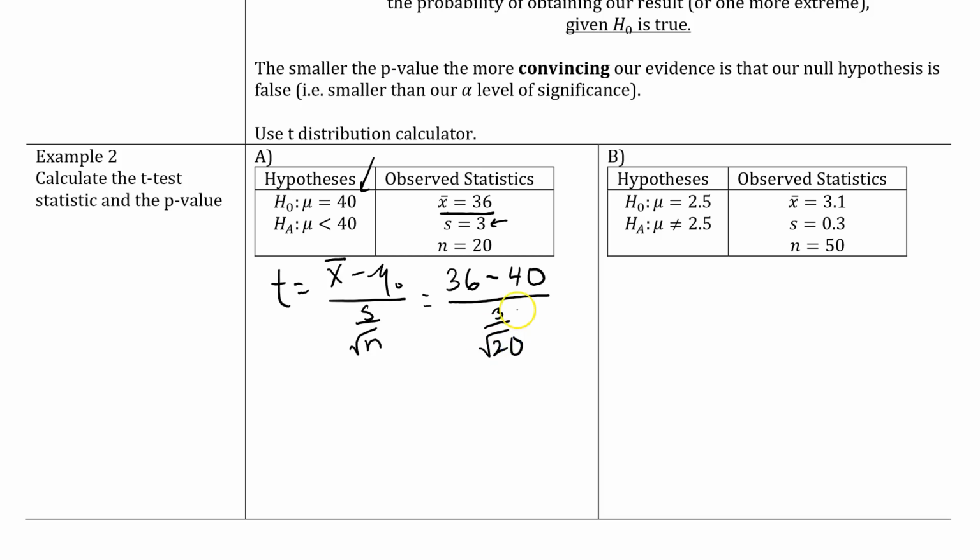Now just be careful on how you type this into your calculator. If you need to, put parentheses around the top and bottom so that way you can keep it together. Or you can just do them separately and just make sure you don't round off too many decimal places. So working this out, we get t is equal to negative 4 on top over 3 over the square root of 20. And if we just type this into our calculator, we end up with negative 3.329. And for t-scores, we typically round to 3 decimal places.